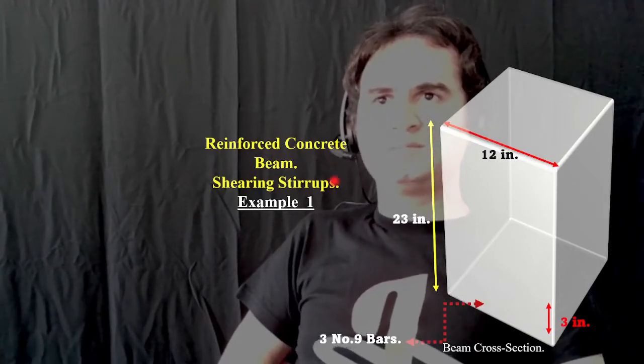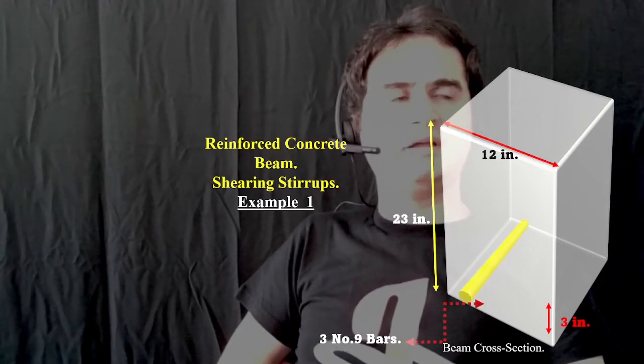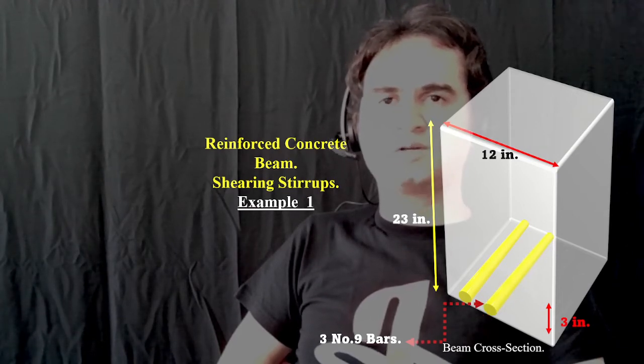Reinforced concrete beams, shearing stirrups, example 1. In this example, we have a concrete block which has three number 9 rebars embedded in it.